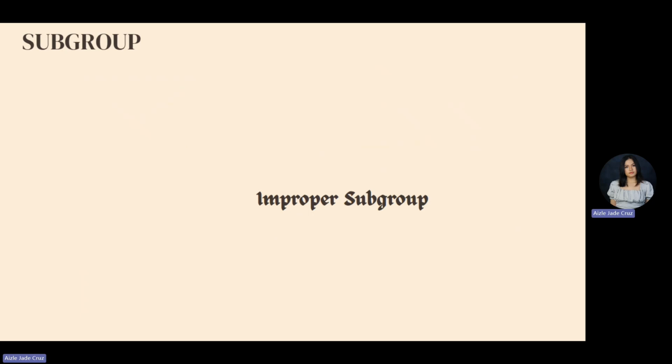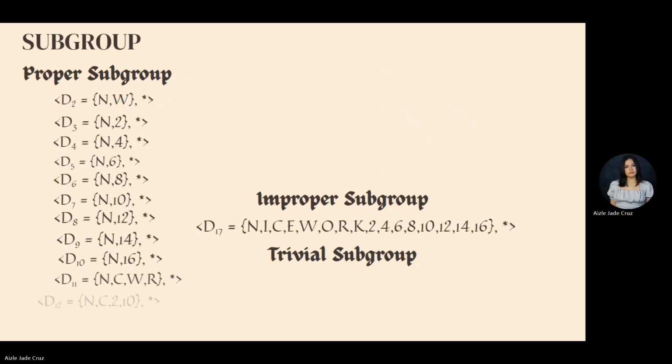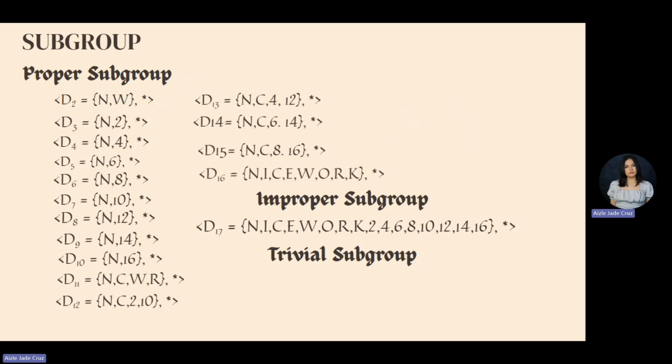So these are the subgroups. First is the improper subgroup. Next is the proper subgroup. Then the trivial subgroup. Okay, that's all the proper subgroups.